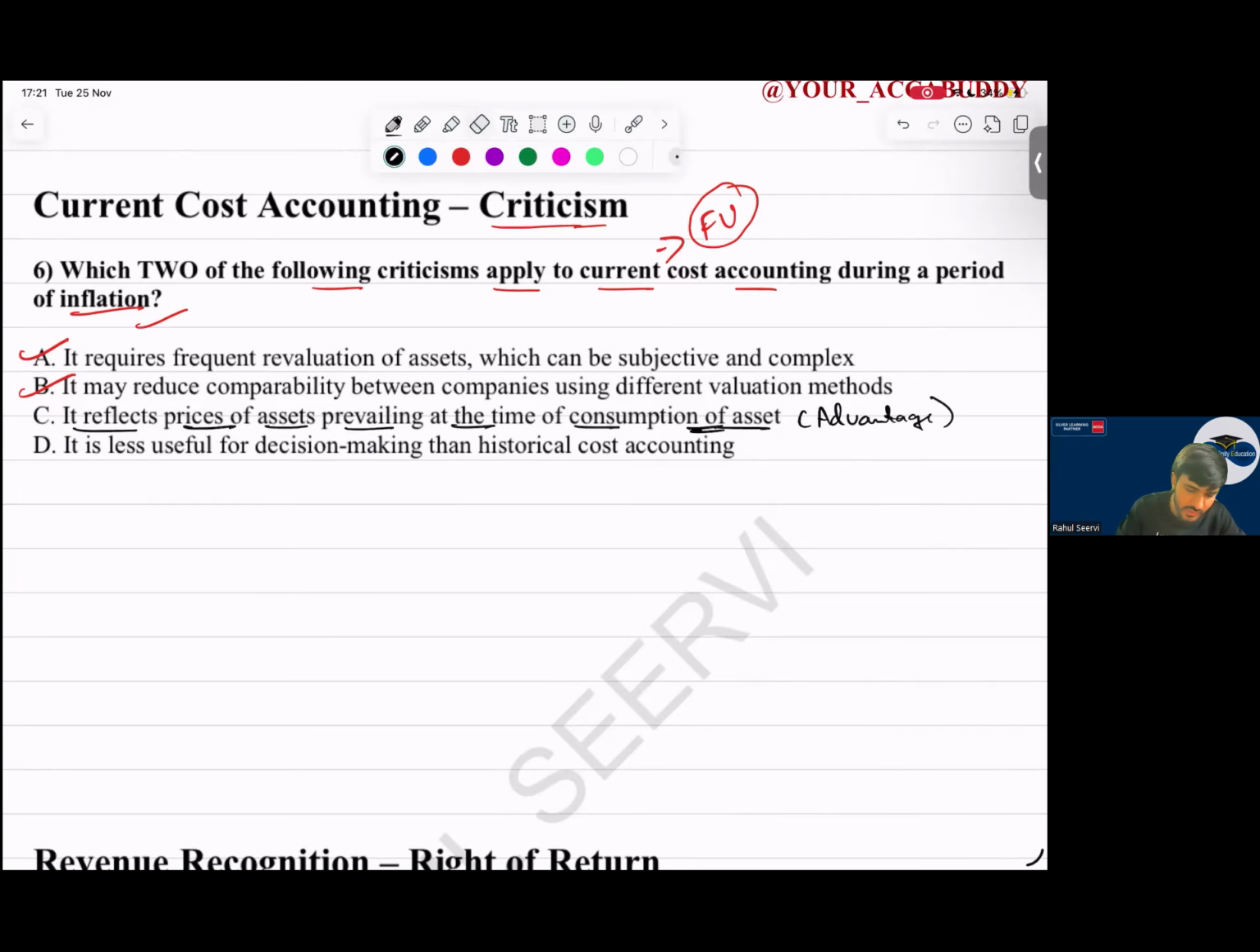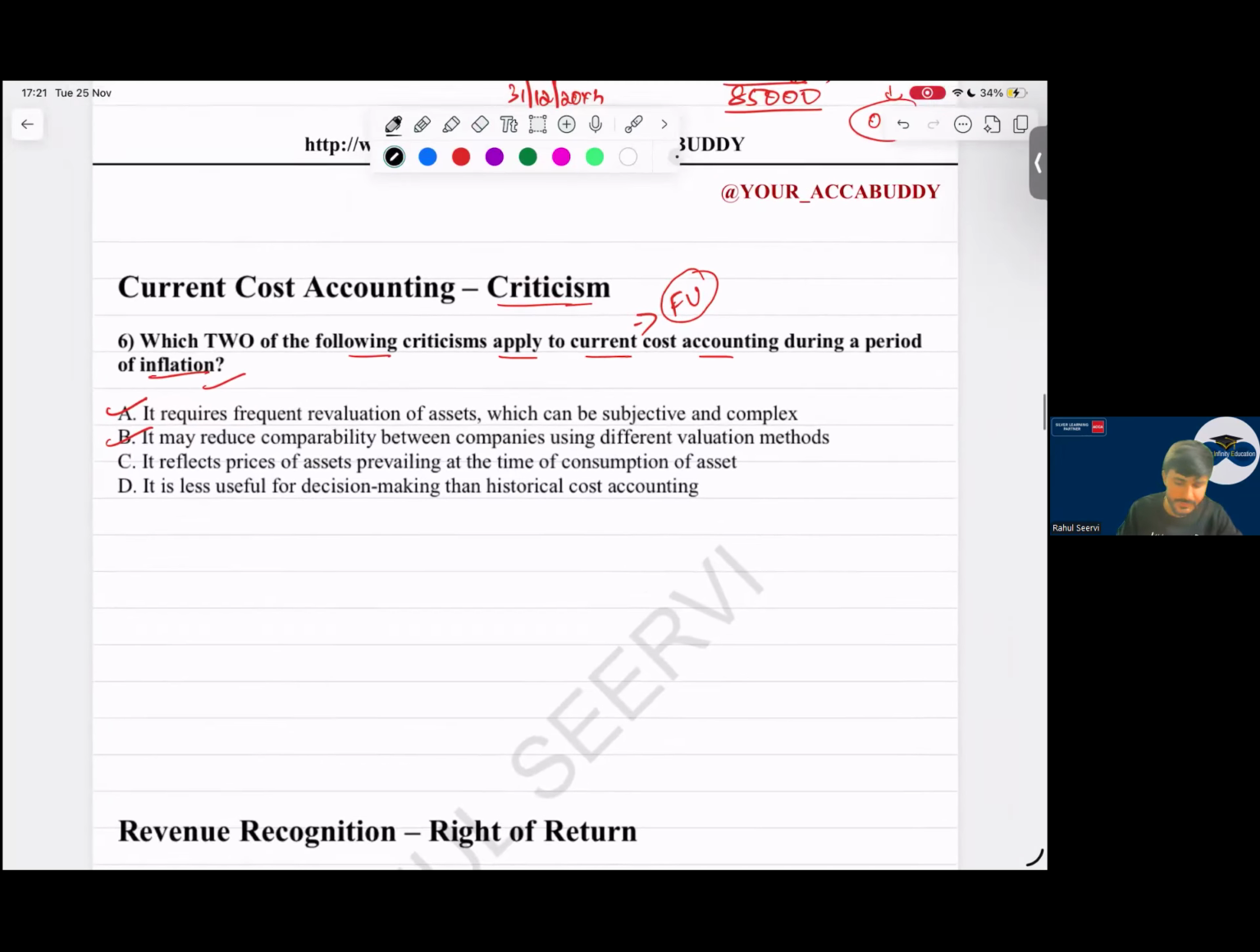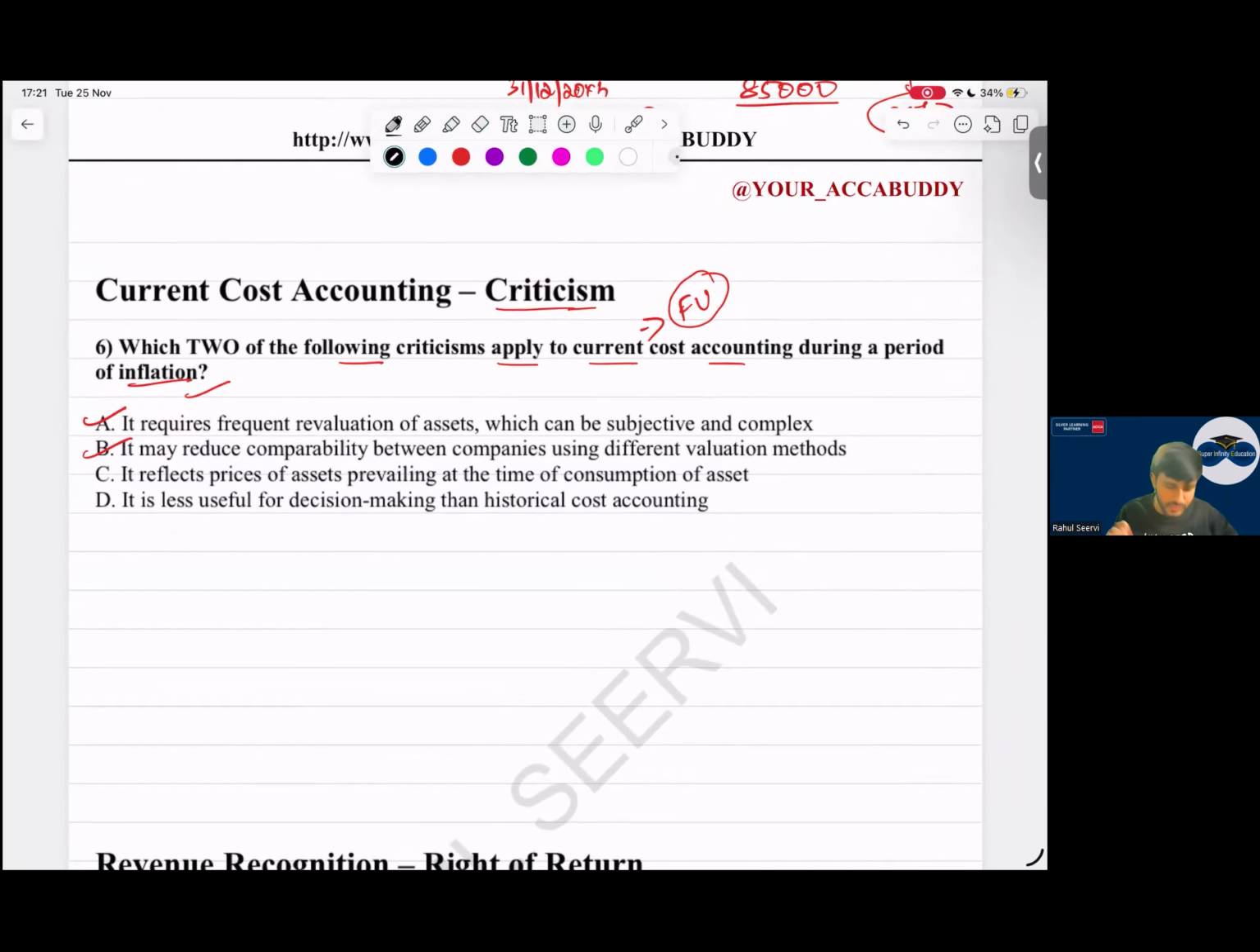It's good. It's not a criticism. So the answer is A and B. I hope you have understood this. See, many students, this is out of the box. You can easily eliminate this one. The confusion will be what?